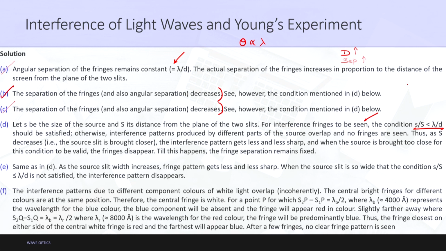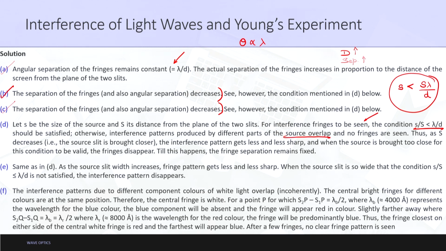In another way, I can say that small s should be less than capital S lambda by small d. You just need to remember this is the condition needed for the interference fringes to be formed. If this condition is satisfied, only then the interference fringes will be visible. Otherwise, interference patterns produced by different parts of the source overlap. So why is this condition important?